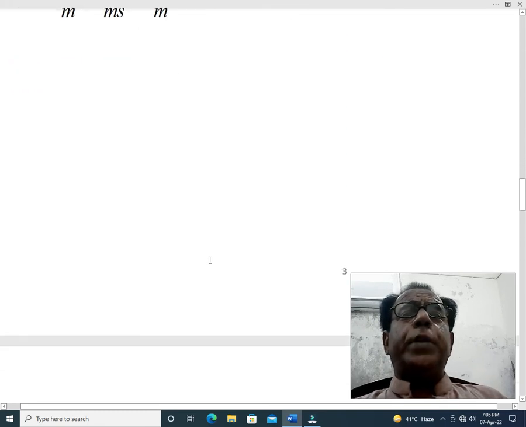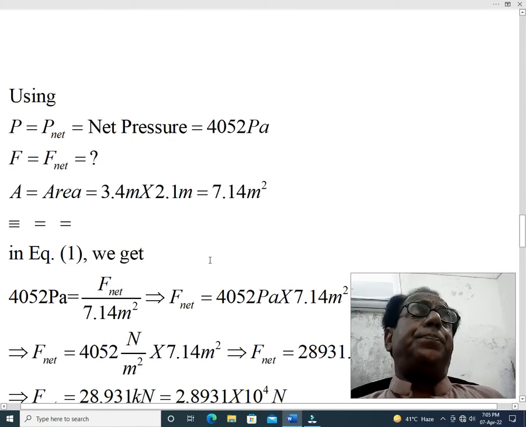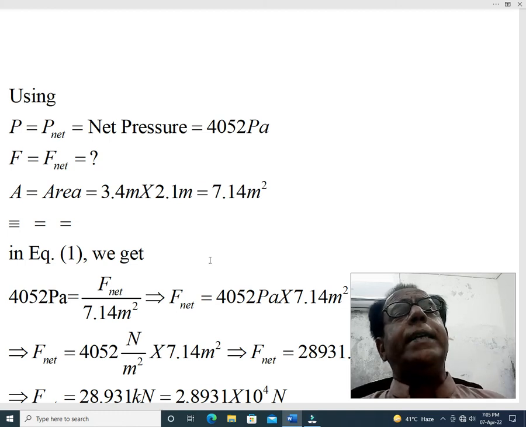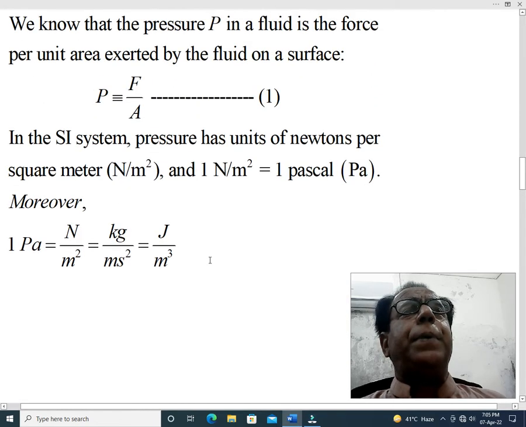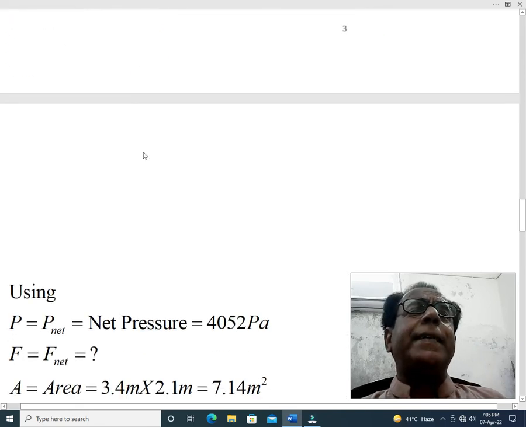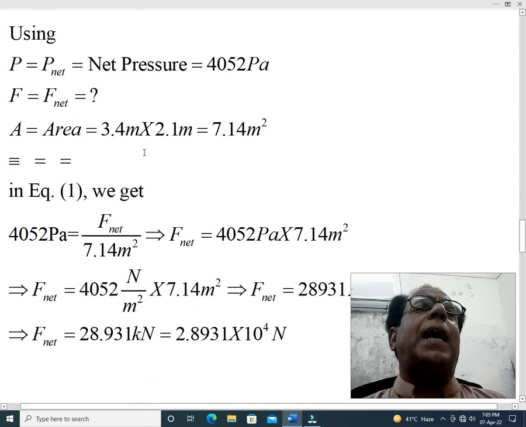Now we move on to the next part. Dear students, because we are given two pressures, and from there we have found net pressure, similarly, force F will be replaced by F net, that is net force. Because pressure is net, so the force exerted will also be called net force.